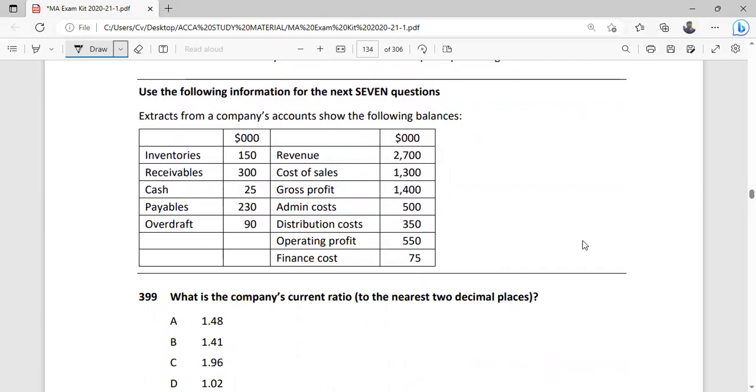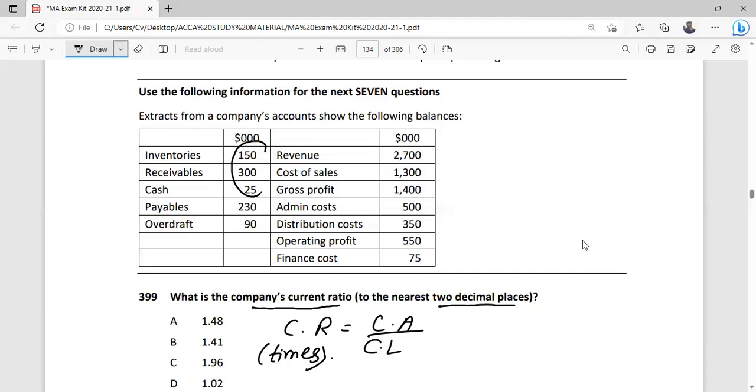Next one is, what is the company's current ratio to the nearest two decimal places? Current ratio is basically what? Current ratio is current assets divided by current liabilities. It is not multiplied by 100, that's why it is shown in times. Whenever you multiply with 100, then you will show it in percentage. So what are the current assets? We have three current assets.